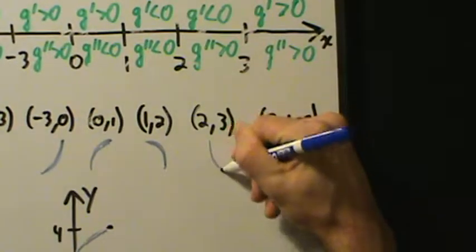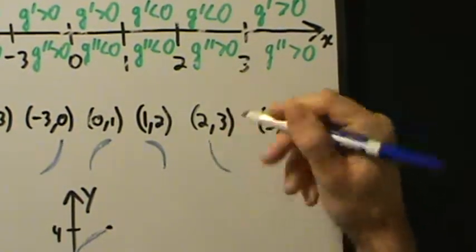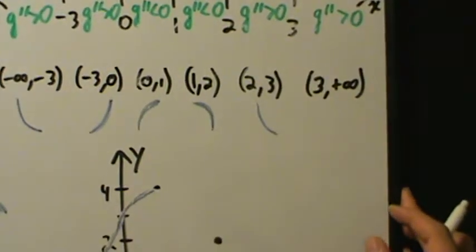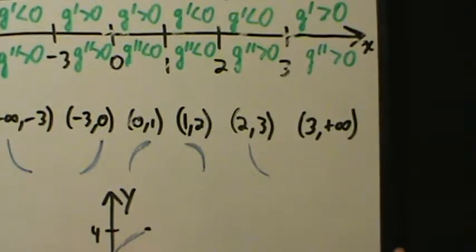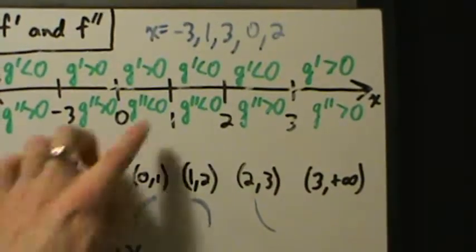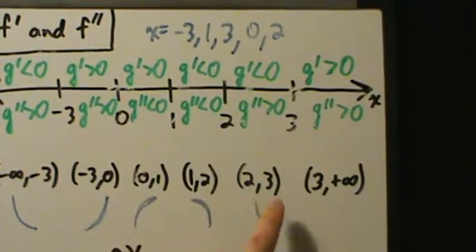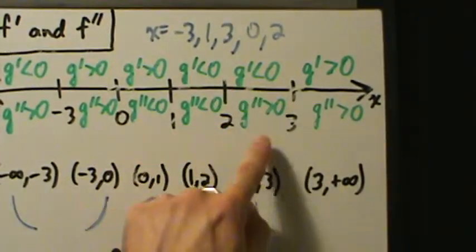Well, we kind of sort of look like that. Okay, so what does this mean? This means that from 1 to 2, the function is decreasing and concave down. And from 2 to 3, the function is decreasing and concave up.